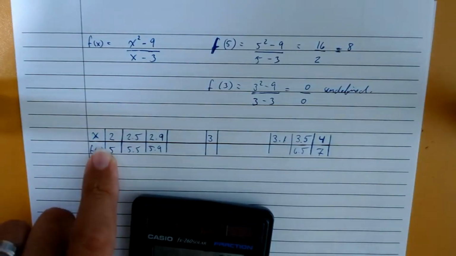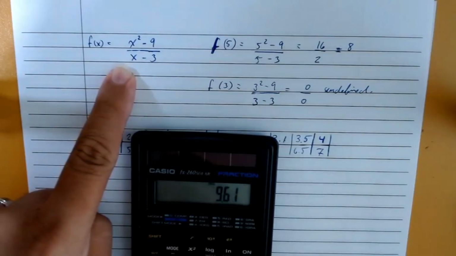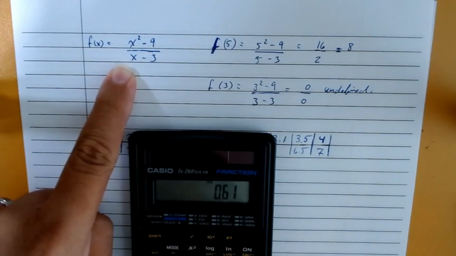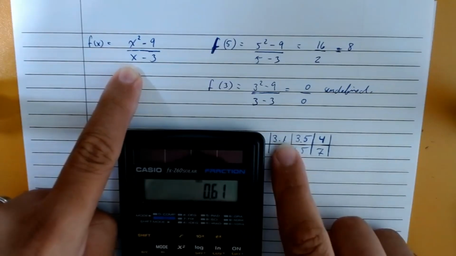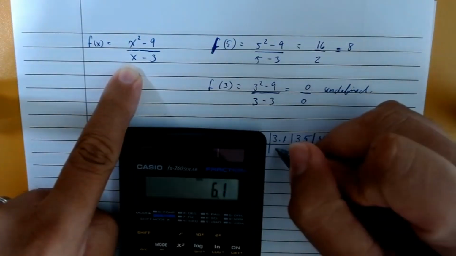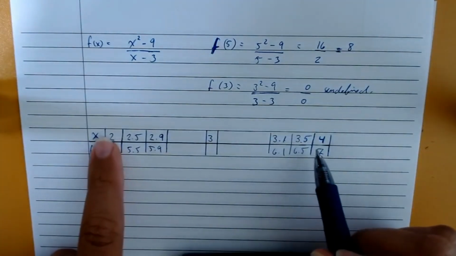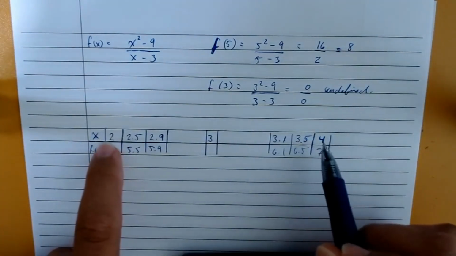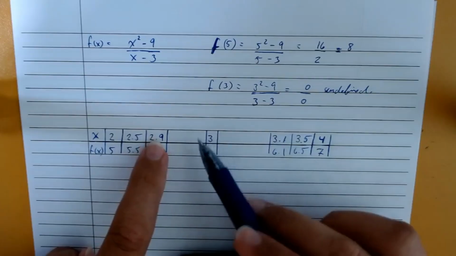All right, well, what happens if I plug in 3.1? Now, let's see. 3.1 squared minus 9. That's 0.61 as my numerator, divided by 3.1 minus 3. That's just going to be 0.1. And if I divide those, I get 6.1. Okay. And in both cases here, whether I started with the number 2 or I started with the number 4, what I'm doing is I'm trying to plug in numbers that are closer to what I actually want.